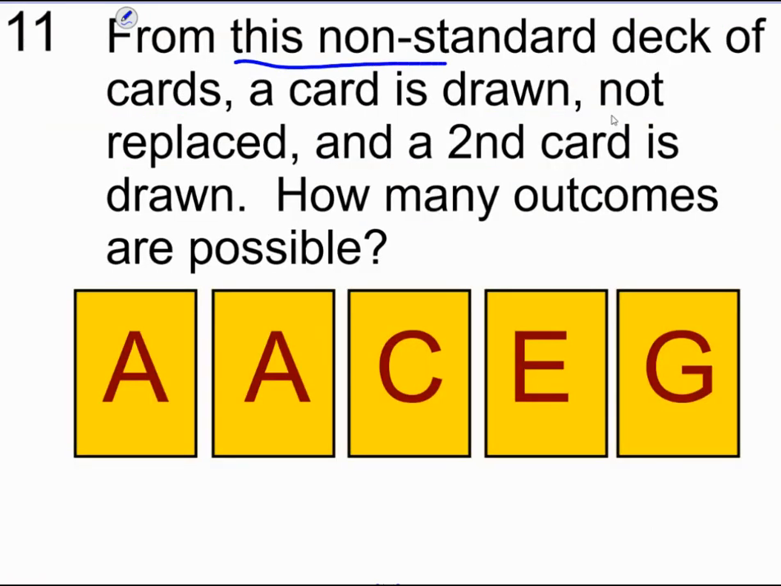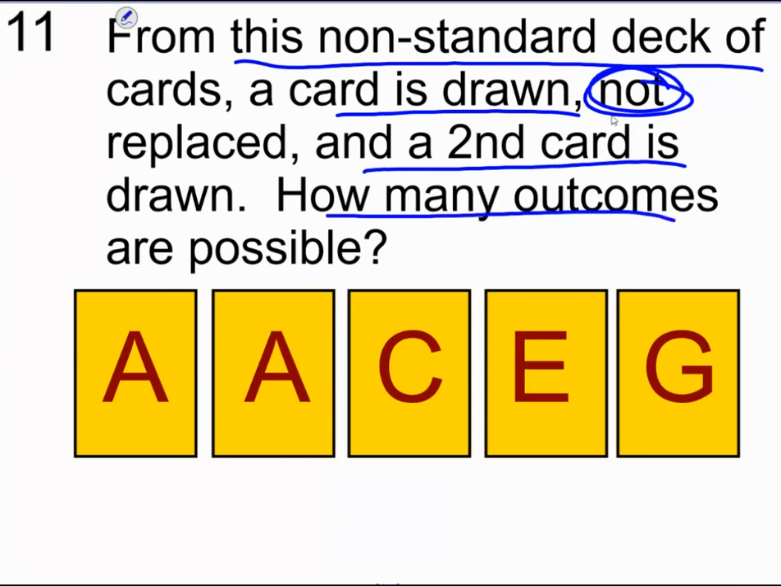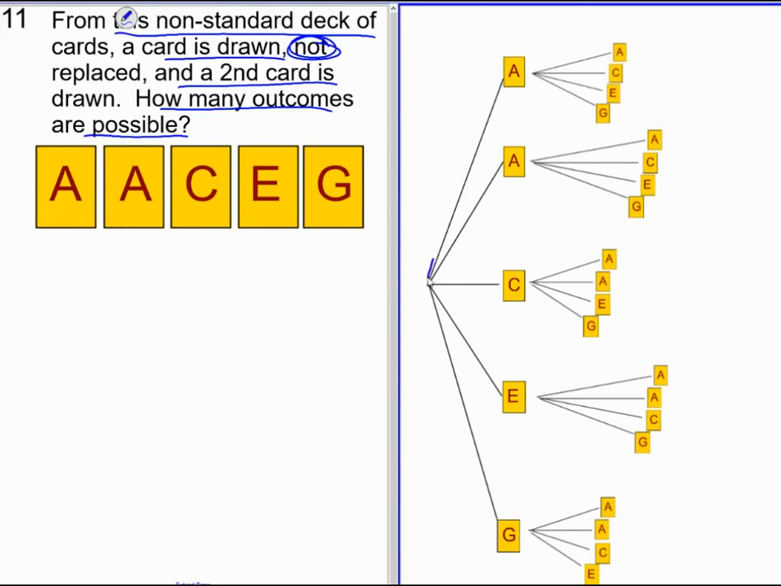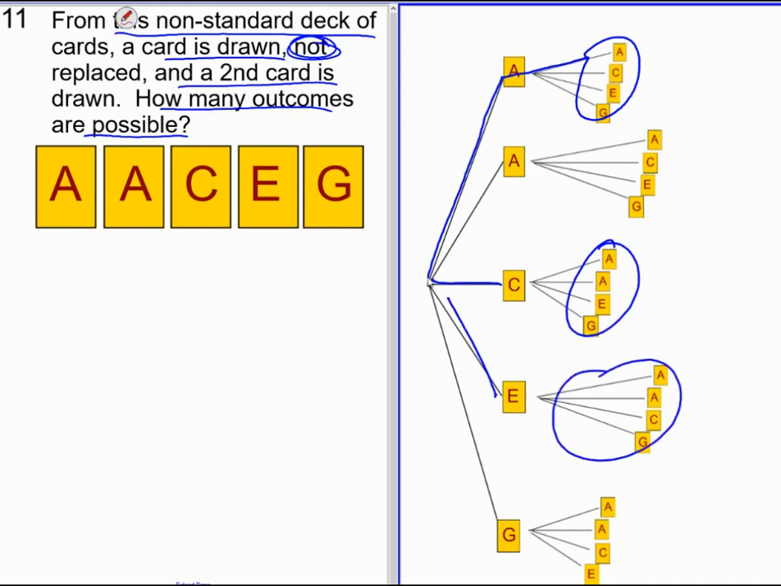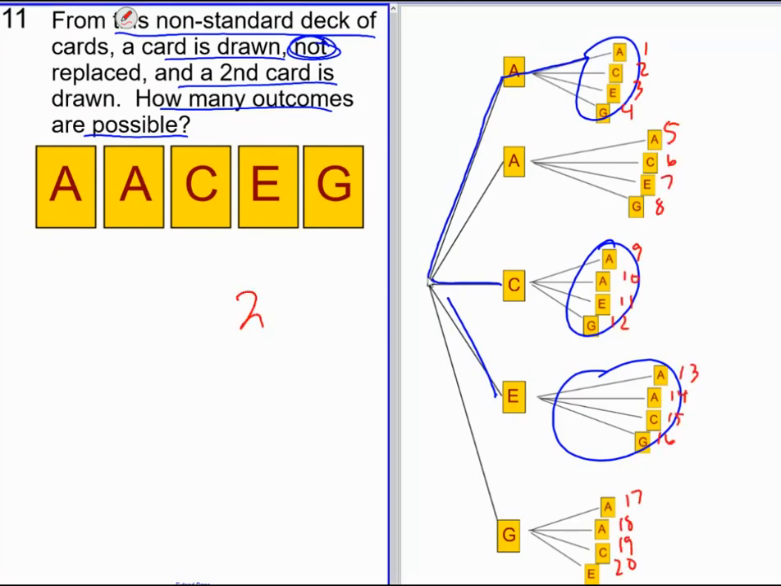Number 11, from this non-standard deck of cards, a card is drawn, not replaced. That's huge. And a second card is drawn. How many outcomes are possible? I want to look at the tree diagram. So if you choose A, you can't choose that A again, but there are 2 A's. So let's look at C. If you choose C, you can't choose C again. If you choose E, you can't choose E again. Now let's just count our end branches. 1, 2, 3, 18, 19, 20. The answer is 20. Think about that for a minute.